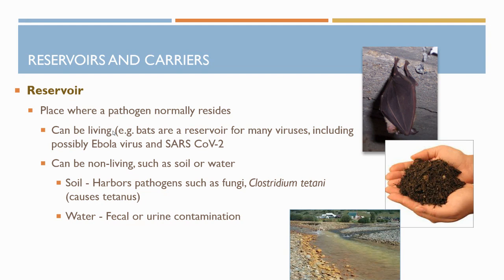Soil harbors pathogens like fungus and Clostridium tetani, which is just normal bacteria that live in those areas that can be opportunistic if we give them an opening, like having a cut. It can be a body of water that's contaminated either with fecal contamination or urine contamination. It can be a human who is infected who carries the pathogen as a carrier.